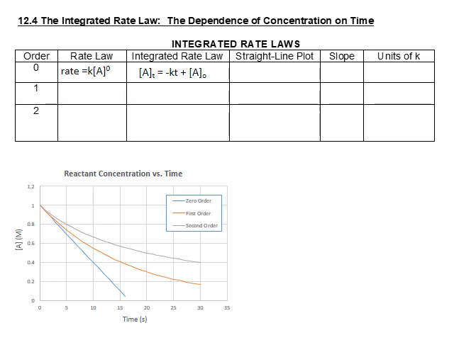So now we can fill in the rest of the first row of our table. For a zero order reaction, what type of plot will give us a straight line? The straight line plot will be when we plot concentration of A versus time. The slope of that plot will be negative K.